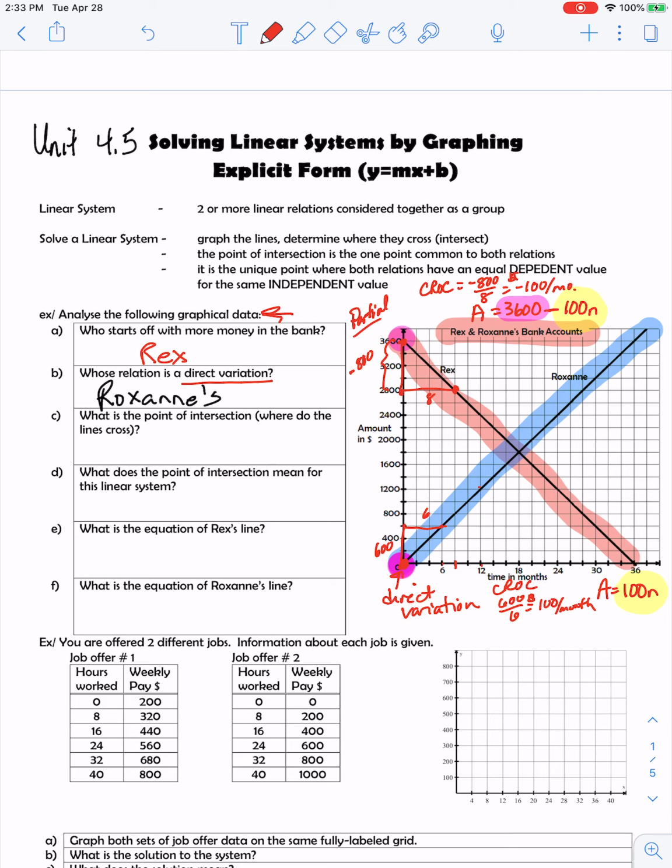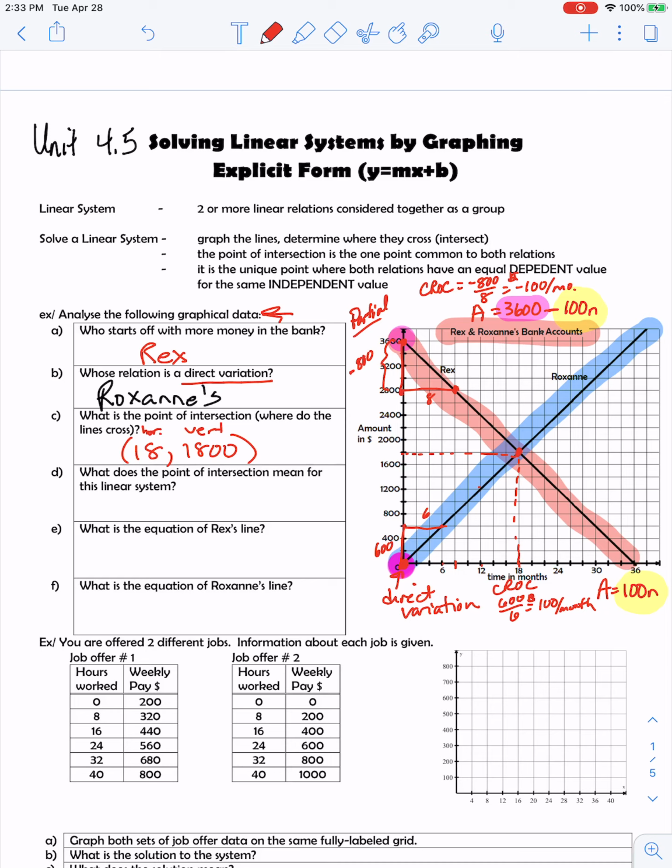What is the point of intersection? So where do the two lines cross? Where they intersect, that's right here, and that's at 18 months and, looks like, $1,800. So it's 18 and 1,800. Remember, the horizontal number always comes first, and then the vertical number in an ordered pair.